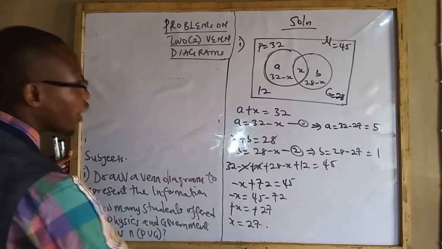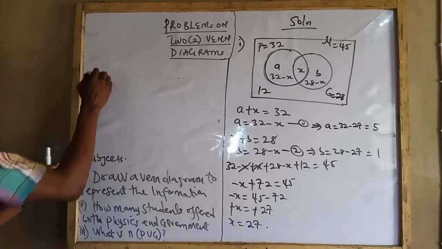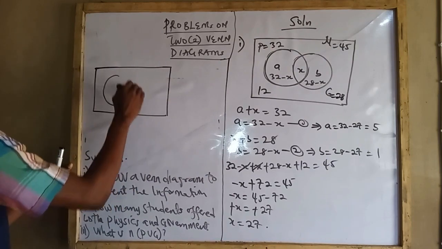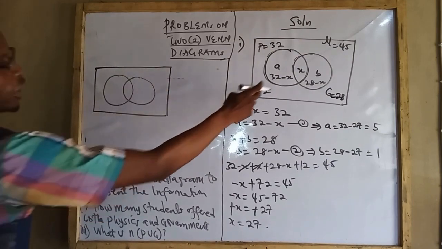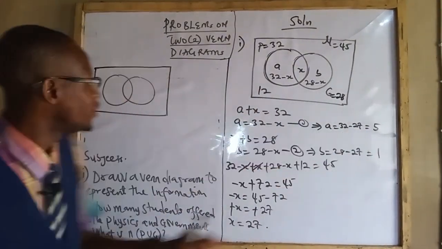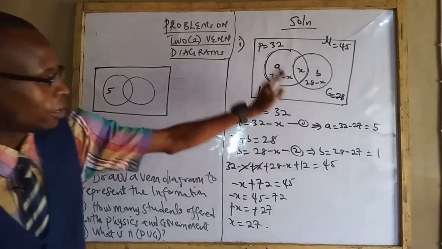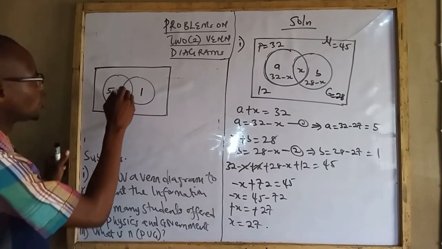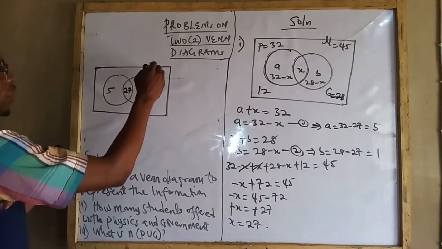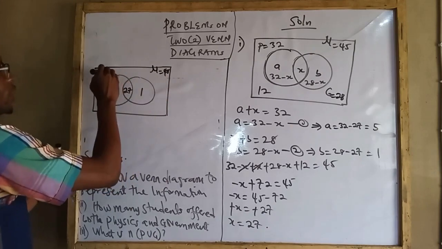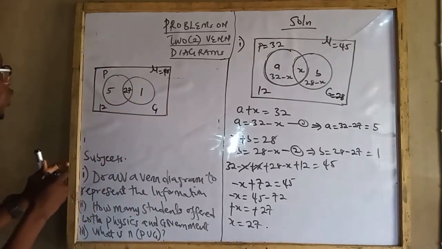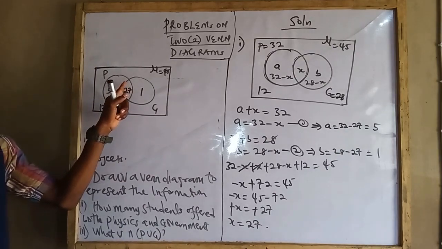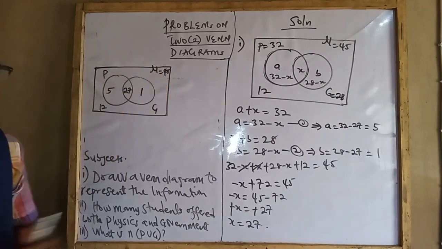Okay guys, we are going to have our simplified diagram as this. Instead of 32 minus X, we now have A, which is 5. Instead of 28 minus X, we have B to be 1. Then of course, this is our X, and our X represents 27. This is going to be 27 in between. So the universal set is what? 45. Don't forget, this is physics and this is government, and there is 12 here. If you have 12 plus 5 plus 27 plus 1, 12 plus 5 is 17, 17 plus 27 is 44, 44 plus 1 will give rise to 45. So that means we are done.